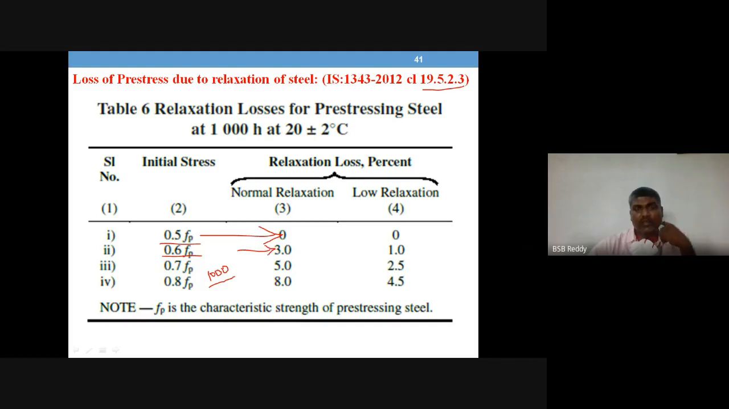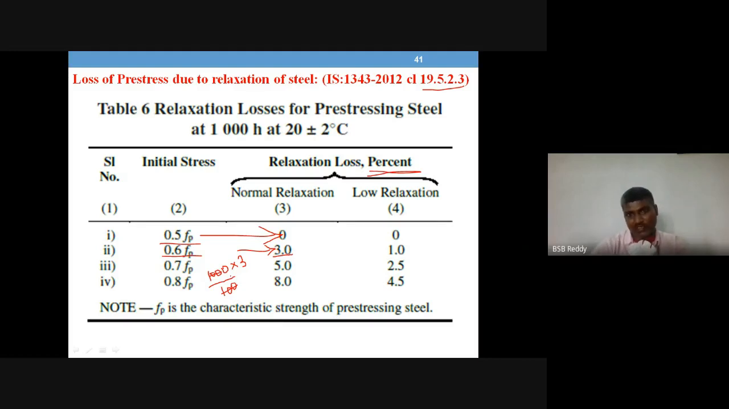Okay, and if the initial stress is 600 megapascal, then you shall see that there will be a loss of 3%. Okay, it is in terms of percentage. You have to read it as percentage. So 3% is lost, like 1000 into 3 by 100. Okay, so that is how you have to read the loss. So 30 megapascal is lost from 1000 because of relaxation.